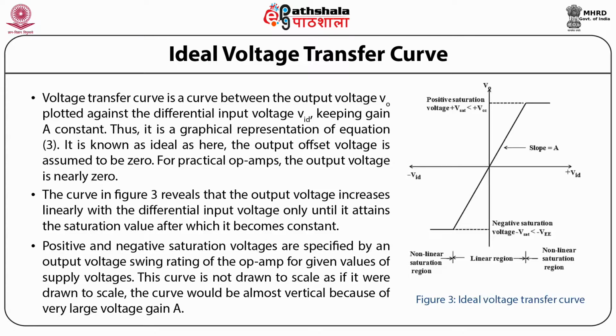Positive and negative saturation voltages are specified by an output voltage swing rating of the op-amp for given value of supply voltages. So, positive saturation voltage plus V saturated is always less than plus VCC. Similarly, the negative saturation voltage shown in the figure, which is minus V saturated, is less than minus VEE. So, the region to the right and to the left of the linear region is the non-linear saturation region.